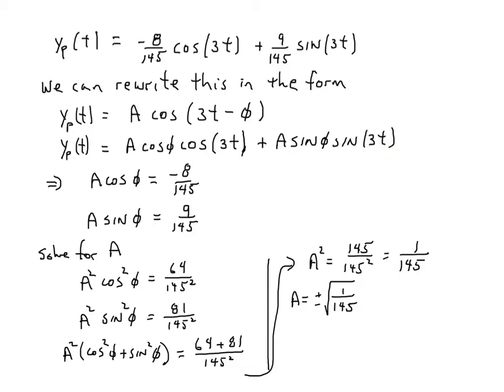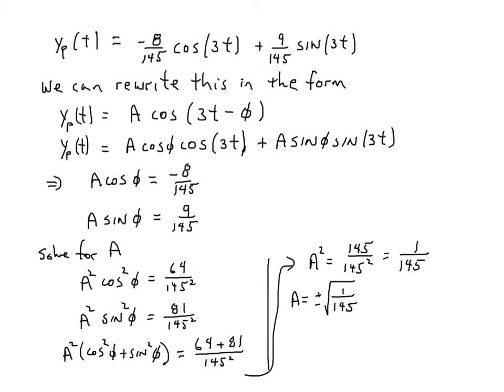Equating, again, the coefficient, here's a cosine 3t, and in this particular solution, it's cosine 3t. This coefficient is minus 8 over 145. This coefficient is A cosine phi. So I have this equation, and similarly, the coefficient of sine 3t in this form is A sine phi. That has to be the same as 9 over 145.